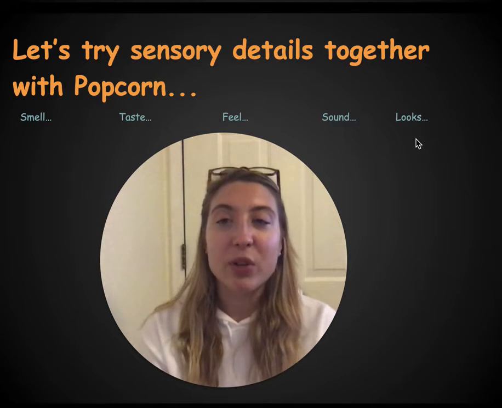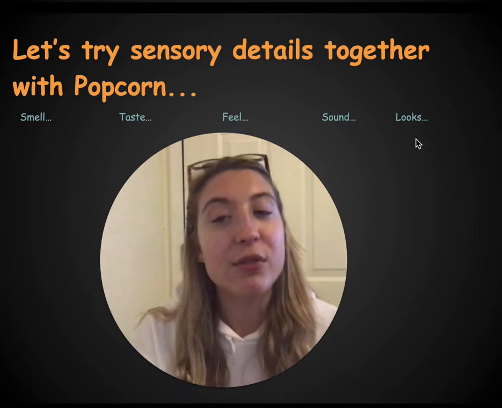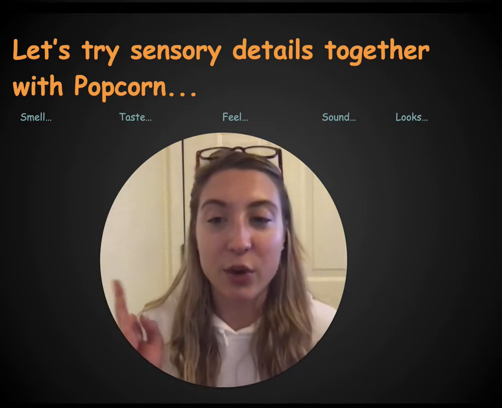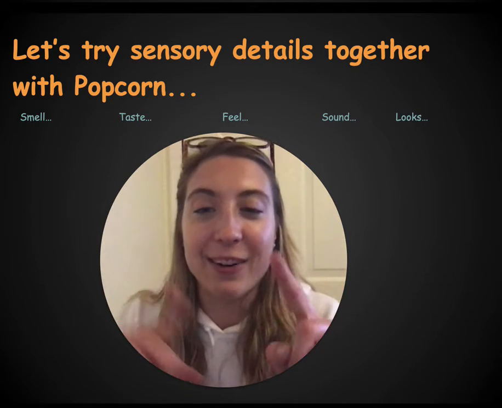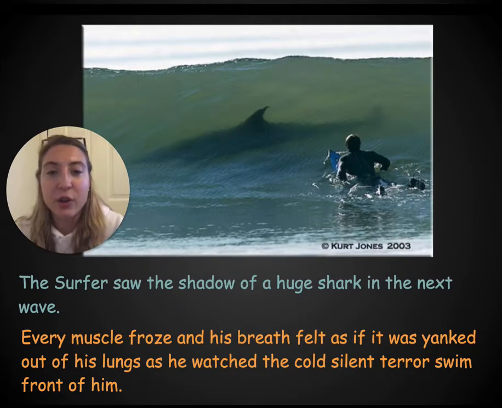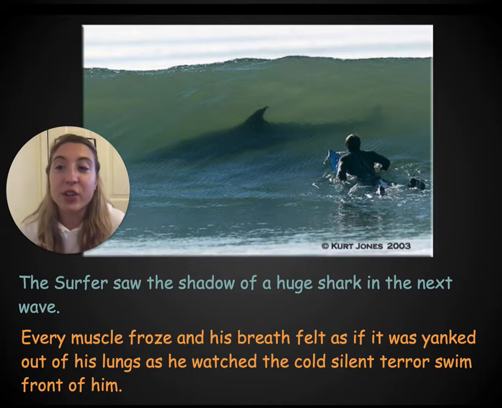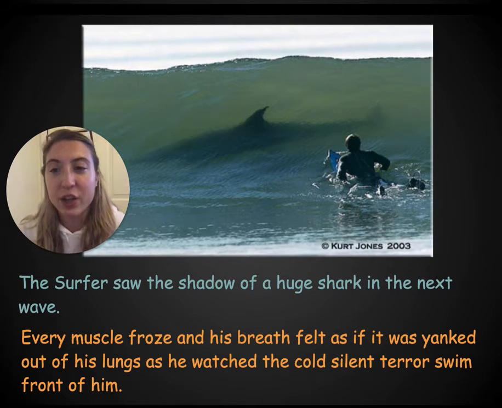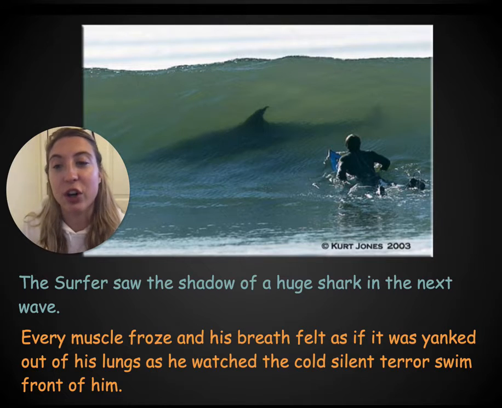And remember, when we're using our sensory details, they can be used as adjectives. We are describing something. And adjectives always describe a noun. That was a little bit of a review. So now we're going to see pictures, and what we're going to do is talk about what it looks like at first. So I could say the surfer saw the shadow of a huge shark in the next wave.